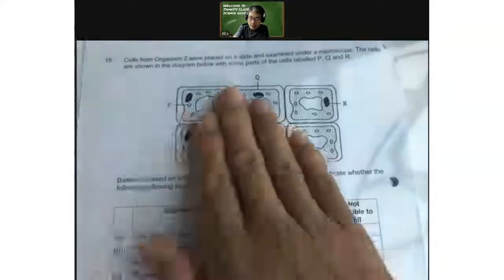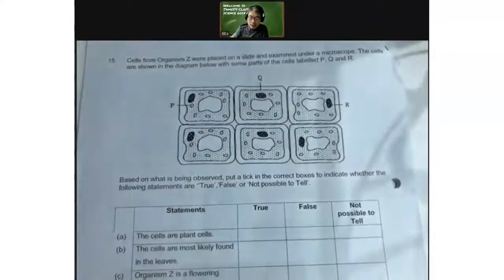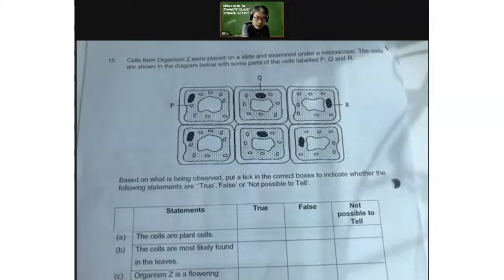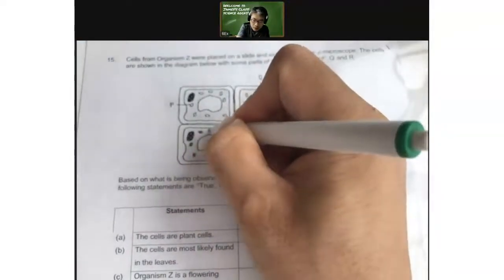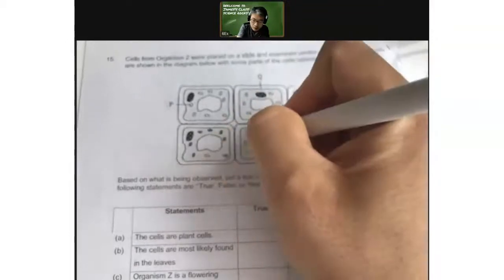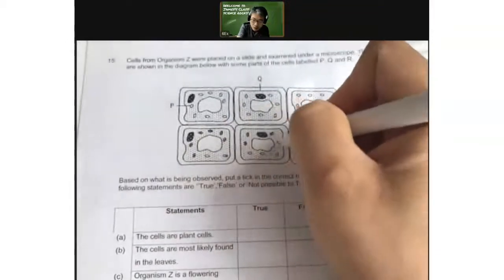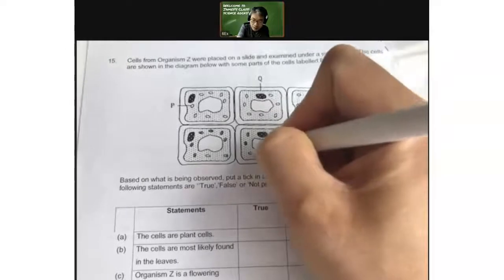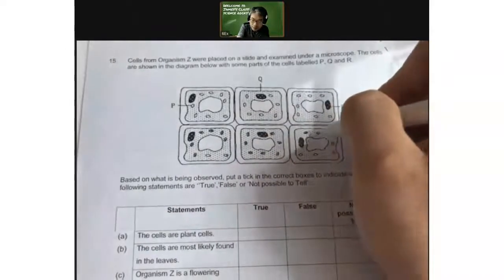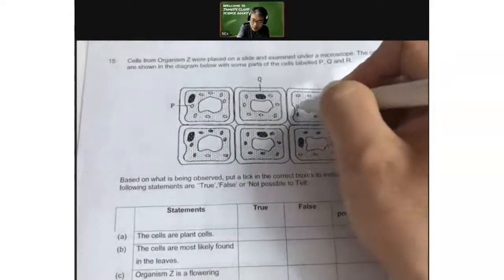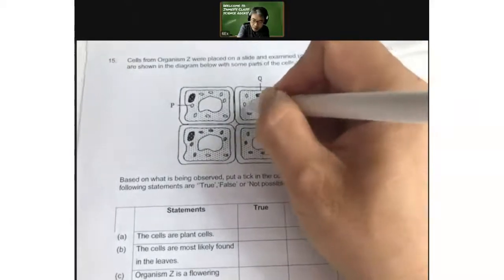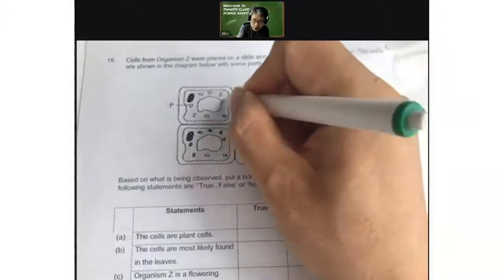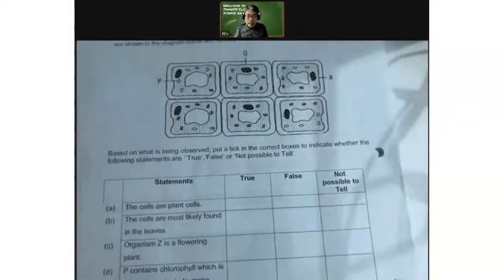Now clearly all these are plant cells because you can see the cell wall. And here I'm going to color all these parts in green. And this will be the chloroplast that contains the chlorophyll. So in other words, all these plant cells can make food because they can trap light to make food. So most likely they are found in the leaves of the plant. Okay. So they are plant cells.